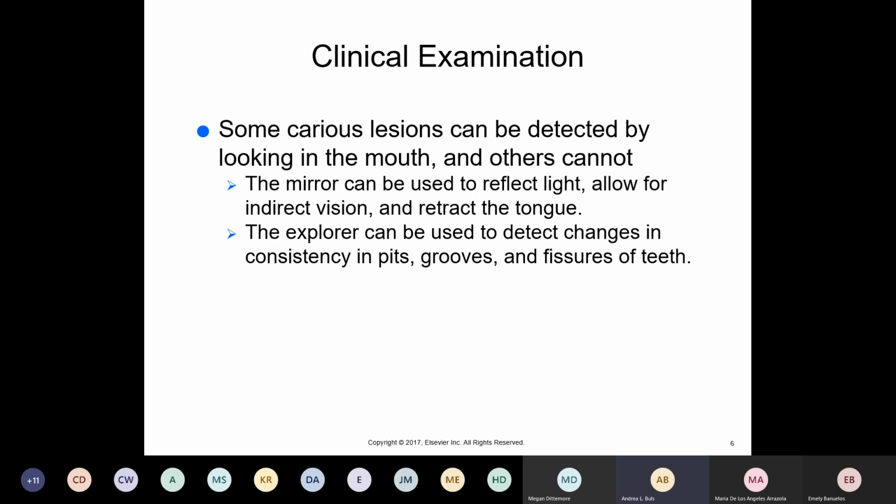Some carious lesions, like I said, can be detected clinically. The best tool is to use your mirror and to reflect that light, allow for indirect vision, and retract the tongue. Use your air. Air is huge. I cannot tell you how important that is, especially when you're restorative charting.